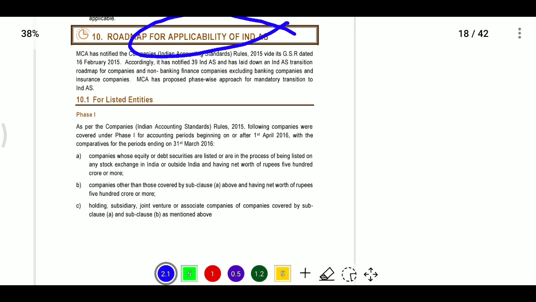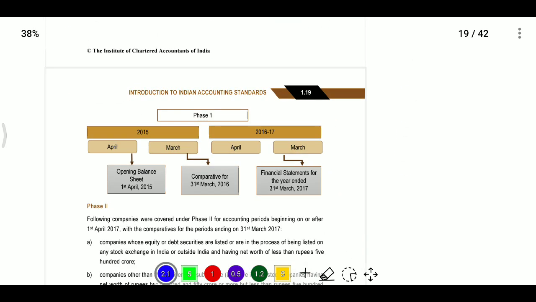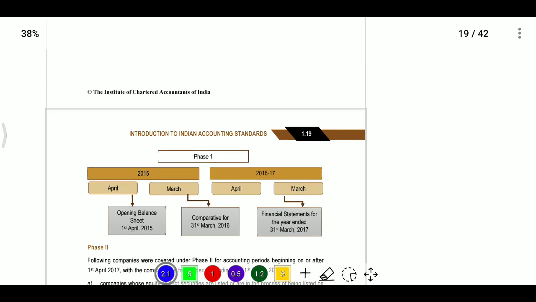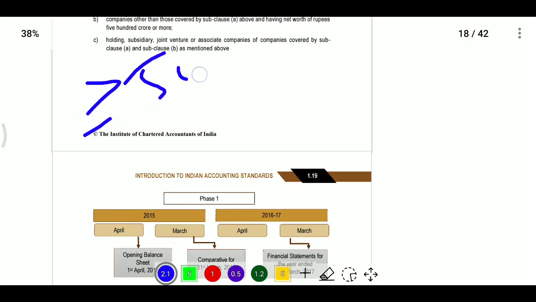For this applicability we should divide into 3 phases. The first one is Phase 1. Phase 1 will start from 1st April 2016. Here will come all companies, listed or unlisted, which have net worth greater than or equal to 500 crores as on 31st March 2014, 31st March 2015 or 31st March 2016. These dates will be required. So in the first phase, we see all companies, listed or unlisted, with net worth greater than or equal to 500 crores.